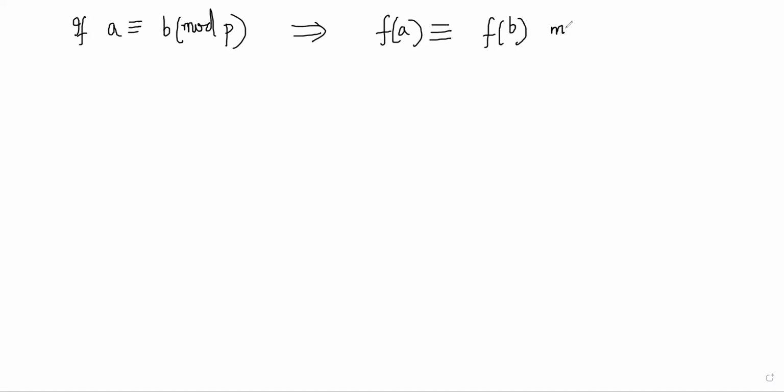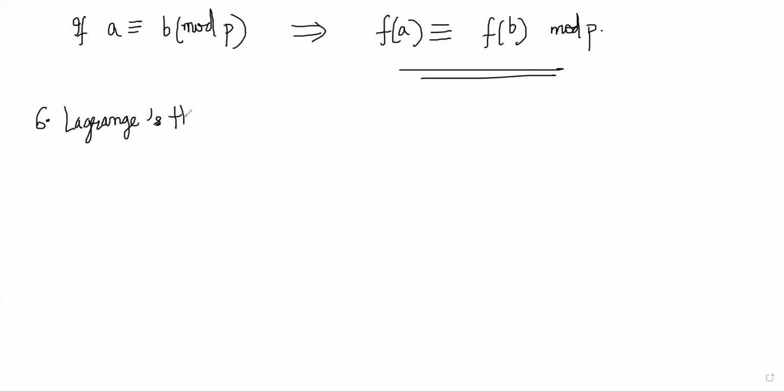Just adding on to that idea, if a is congruent to b mod p, you can always realize that in that case f(a) will be congruent to f(b) mod p. If a and b are congruent to each other modulo p, you will get that f(a) and f(b) will also be congruent to each other modulo p. So that is something that sometimes becomes useful. The next idea is Lagrange's theorem.